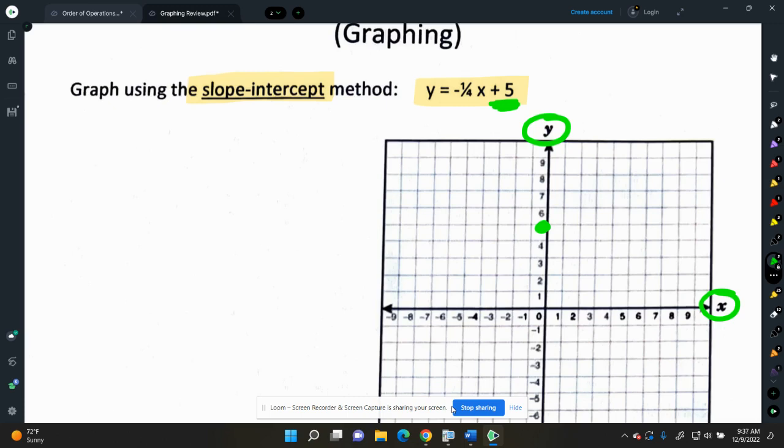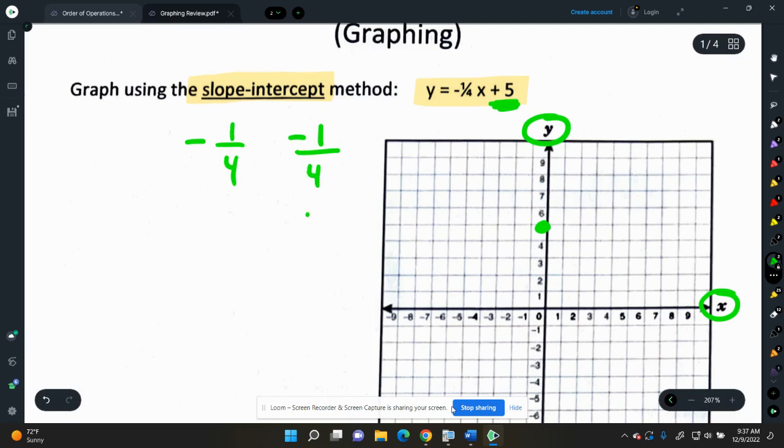Okay, so this one has a slope of negative 1/4. So I could go negative 1 over 4, or I could go 1 over negative 4. So I can go down 1 and to the right 4. Now, after you graph it, because sometimes those negative slopes get a little confusing, look at the slope again. This is a negative slope. Is that line representing a negative slope?